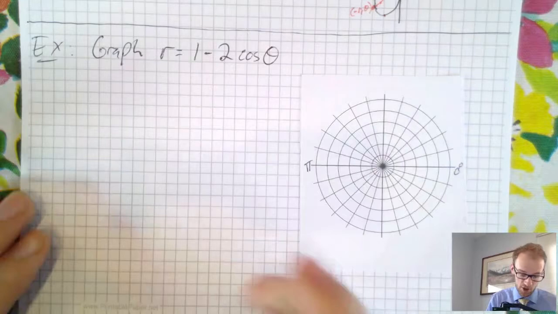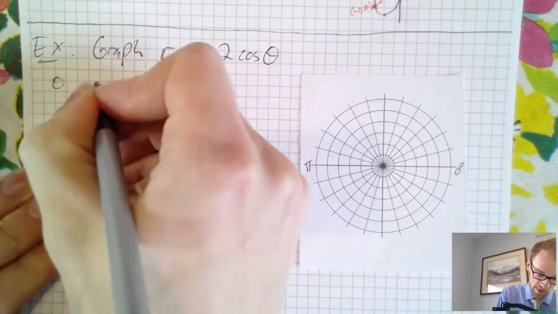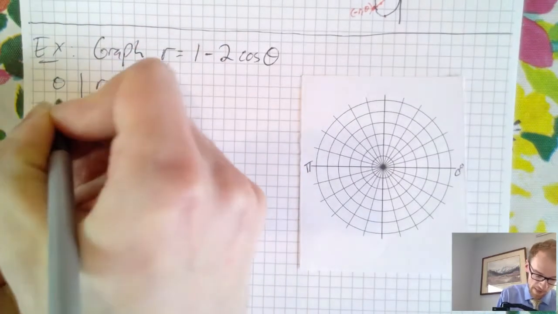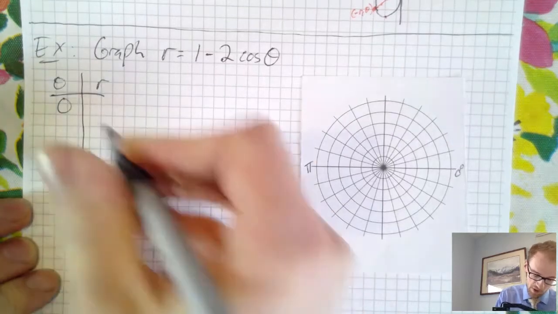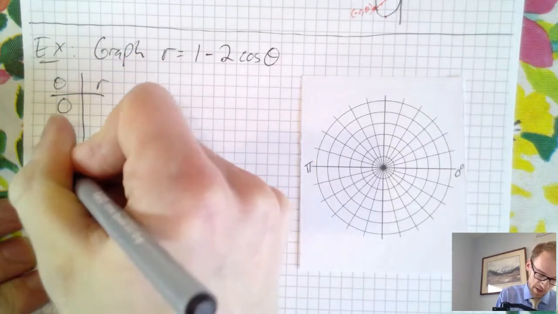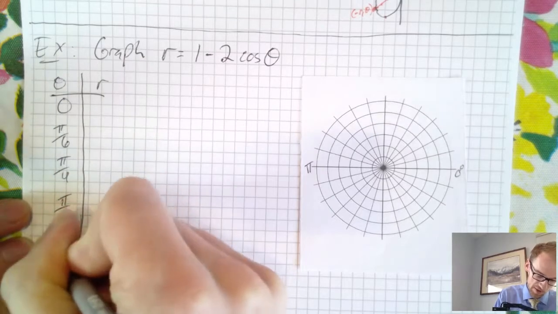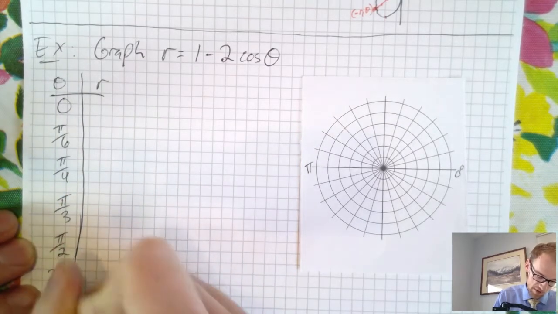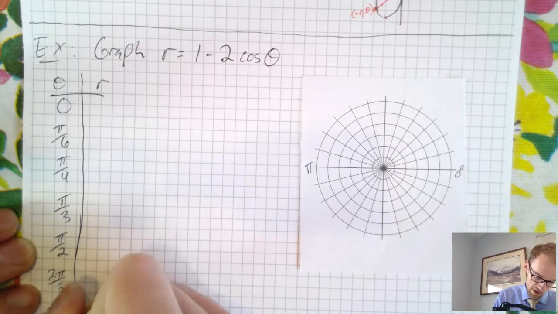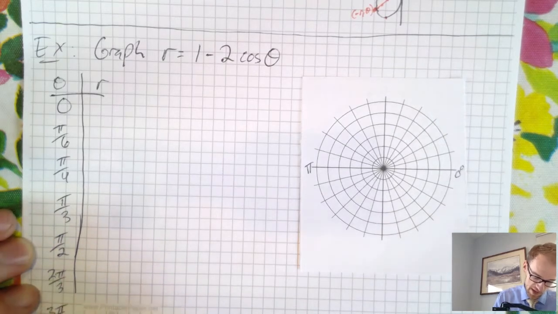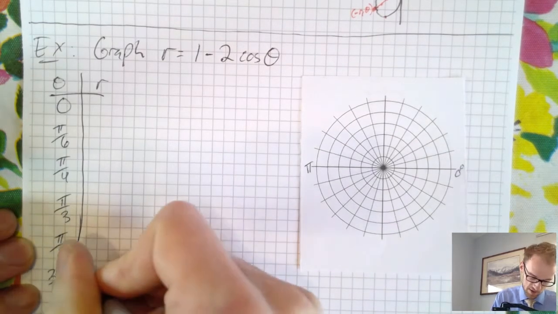So let's make a chart where we have theta and we have r. 0, and we'll go pi over 6, pi over 4, the same old angles we always do, pi over 2, 2 pi over 3, 3 pi over 4, 5 pi over 6, and pi. I know you can't see, I'm off the screen now, but.